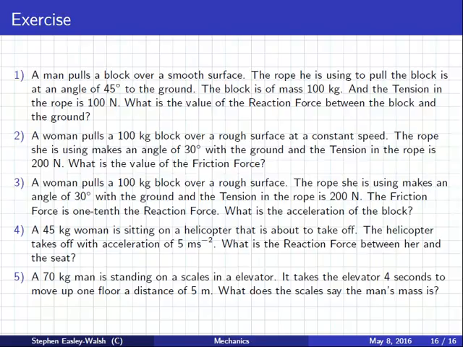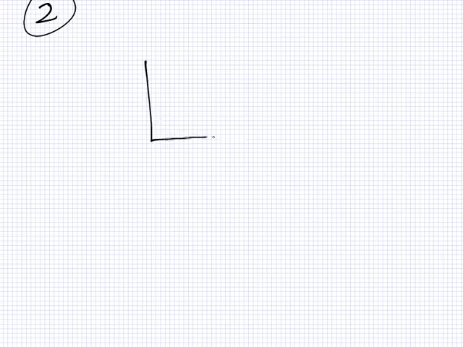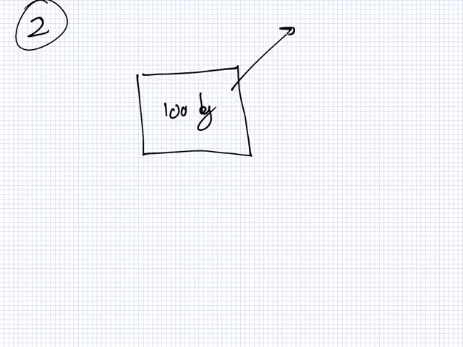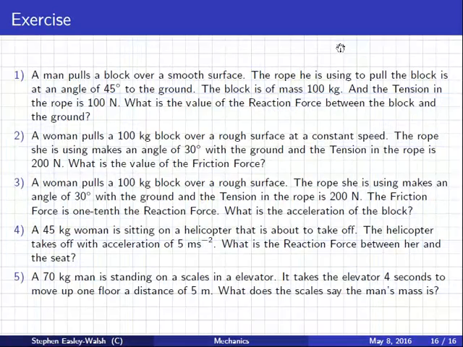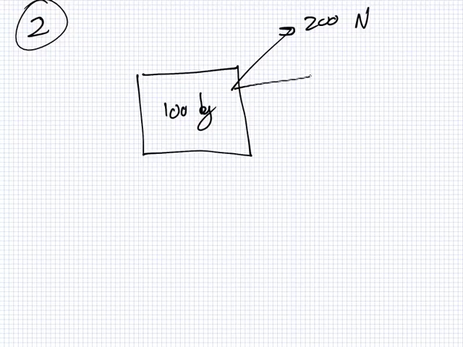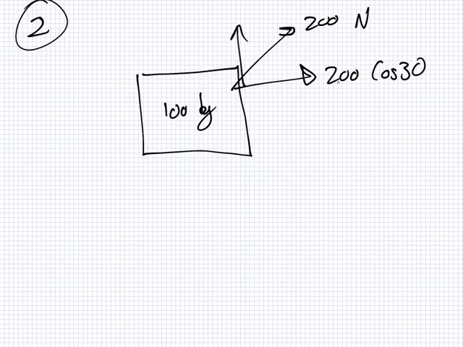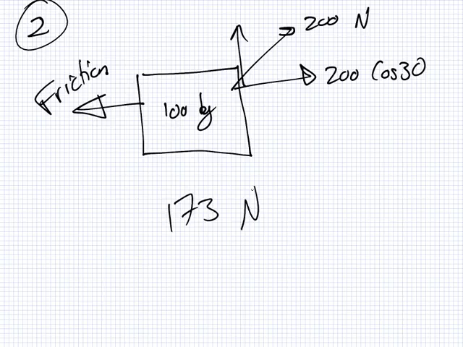So now we want the friction force. 100, 200, 30. So this is 200 cos 30. That's kind of all I care about, because that must equal the friction force if it's not accelerating. So what's 200 cos 30? 173 newtons is the answer here.